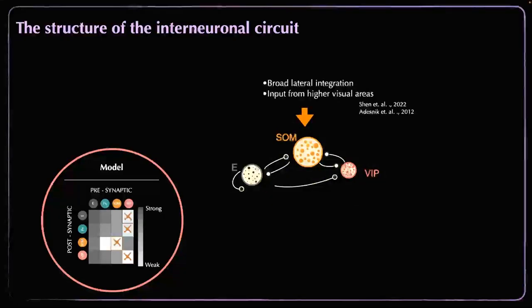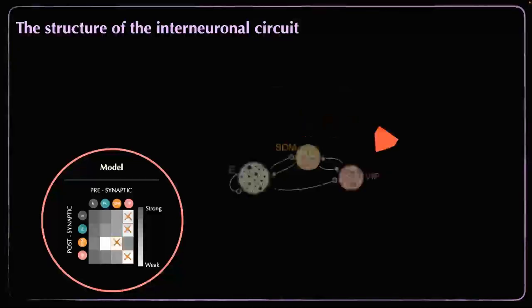In particular, if you have an increase in the input to somatostatin interneurons, which is something you get with a very large stimulus, since large stimuli have been shown to increase somatostatin interneuron activity, the reason is that these cells have a very broad dendritic tree, so they integrate from broad places in space. That would lead to direct inhibition of the pyramidal cells and also of the VIP cells.